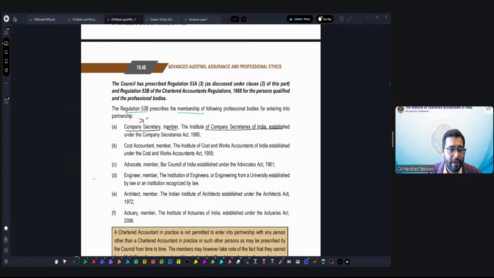So this is qualification plus membership of the institute, or I will use the term rather professional body. This is the qualification, this is the membership, and this is the professional body. Qualification, member, professional body. So advocate, member of Bar Council. Engineer, member of Institute of Engineering. Architect, member of Indian Institute of Architects. Actuary, member of the Institute of Actuaries.